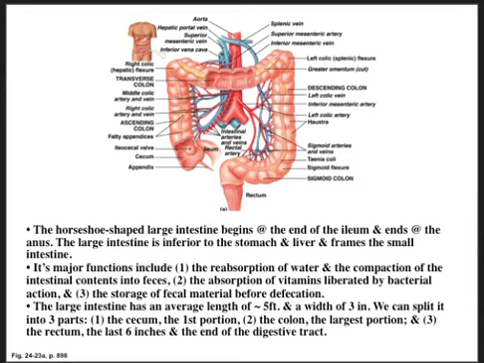It has an average length of about 5 feet. It's about 3 inches wide. We can split it into 3 parts: the cecum, which is the first portion, the colon, the next portion, and the largest and longest portion, and finally the rectum, which is the last 6 inches and marks the end of the GI tract as it enters the anus.